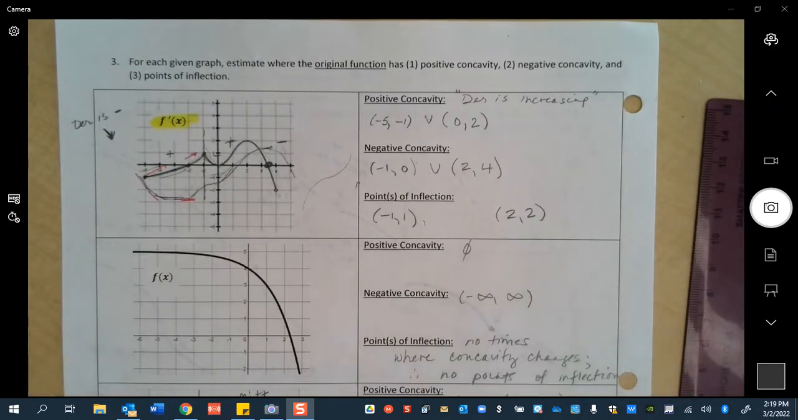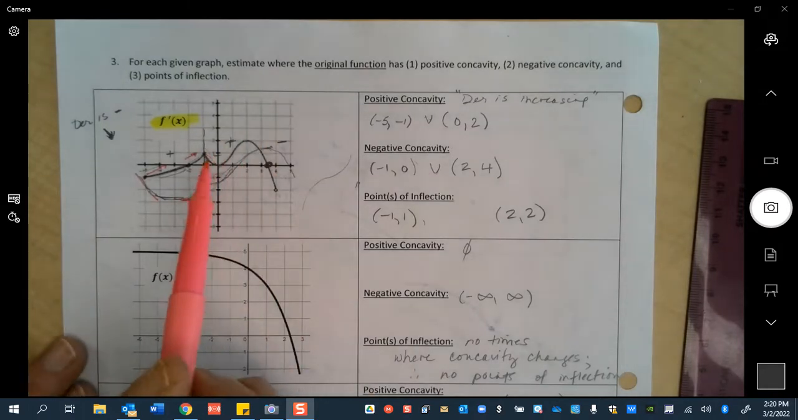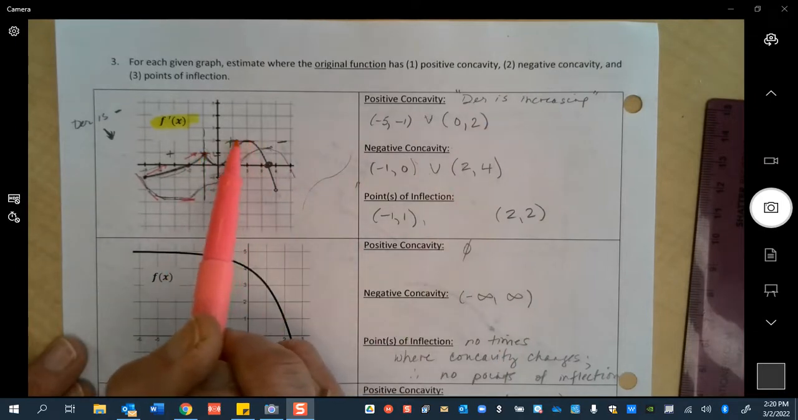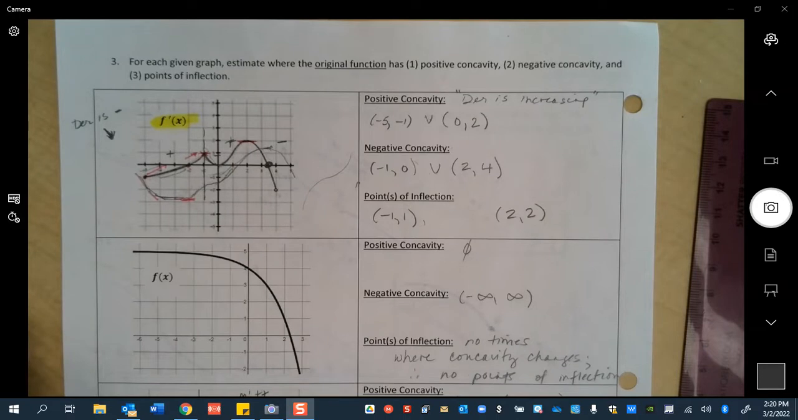When my derivative is decreasing, I have negative concavity. When it's increasing, I have positive concavity. When it's decreasing, I have negative concavity. My points of inflection are going to be my critical points, either where I cannot take the derivative of my function or where the derivative of my function is equal to 0.